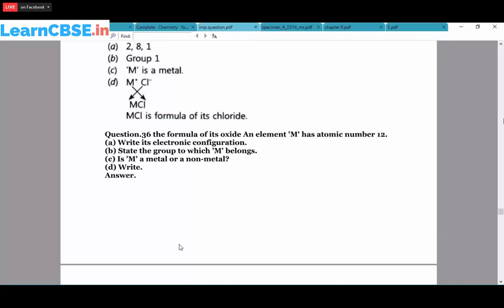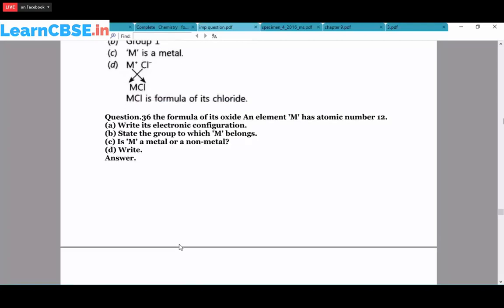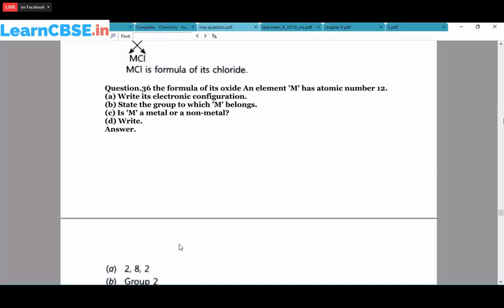Okay, then an element M has the atomic number 12. Write its electronic configuration. State the group M belongs to. Is M a metal or a non-metal? Okay, fine. It is 12, so we can write it as 2, 8, 2.